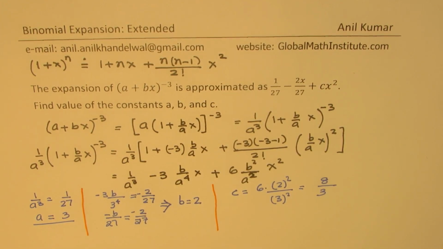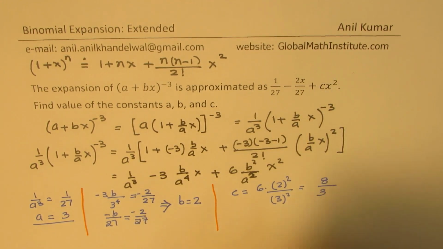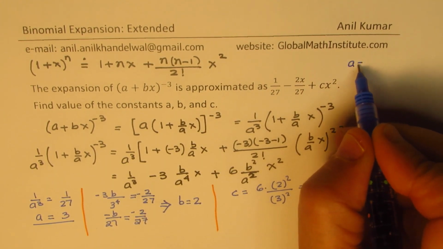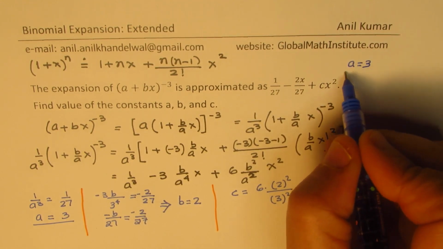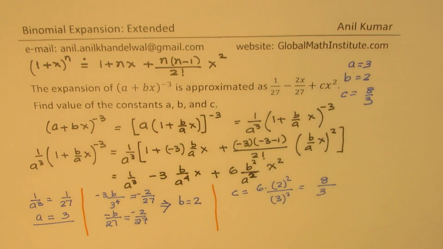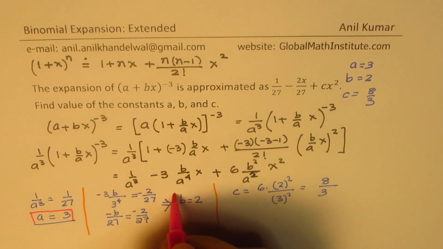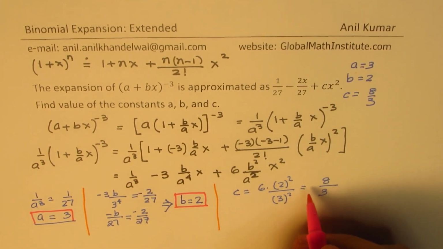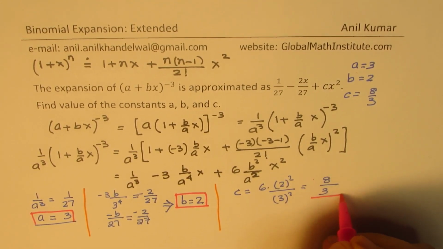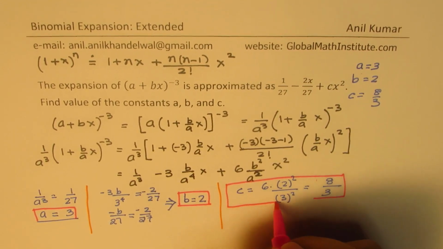So we get our solution, and the solution in this case is that a is equal to 3, b is equal to 2, and c is equal to 8 over 3. Perfect. So these are the 3 values of a, b, and c. Let me highlight them. And that is c, right? So I hope that makes sense.